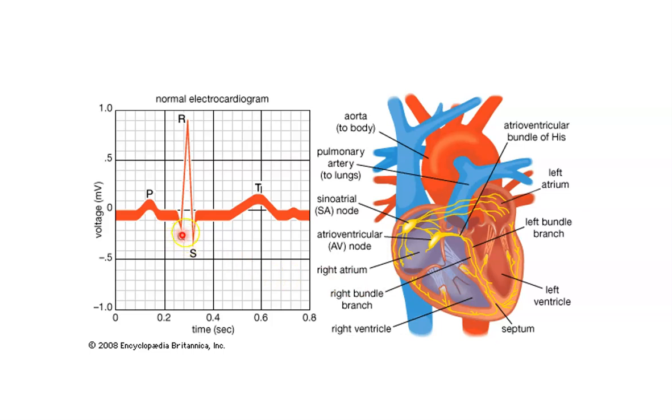So some people, if you're thinking, okay, this is the atrium contracting, this is the ventricles contracting, this is the ventricles relaxing, what are we missing? We're missing the atrium relaxing, and that's going to be buried in this QRS complex. So don't worry about that. If I ask you what the QRS complex is, your answer is the ventricles depolarizing or the ventricles contracting.